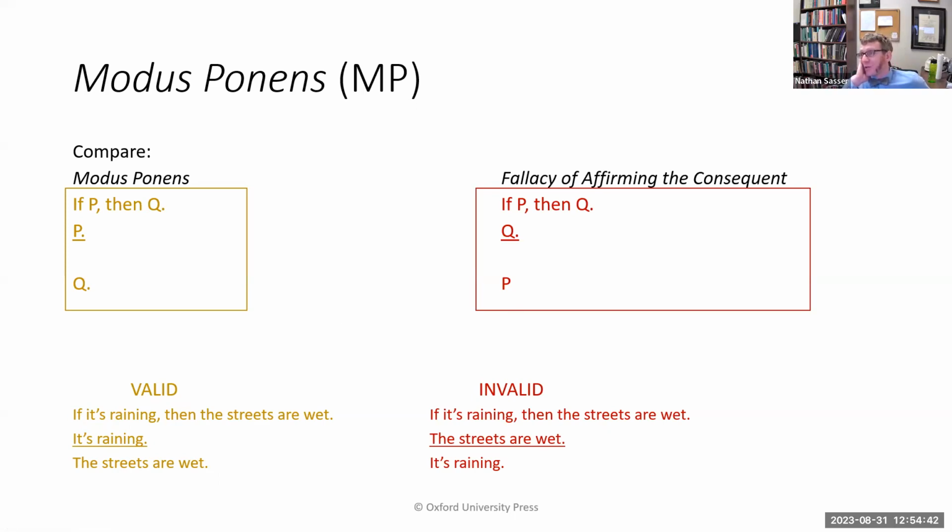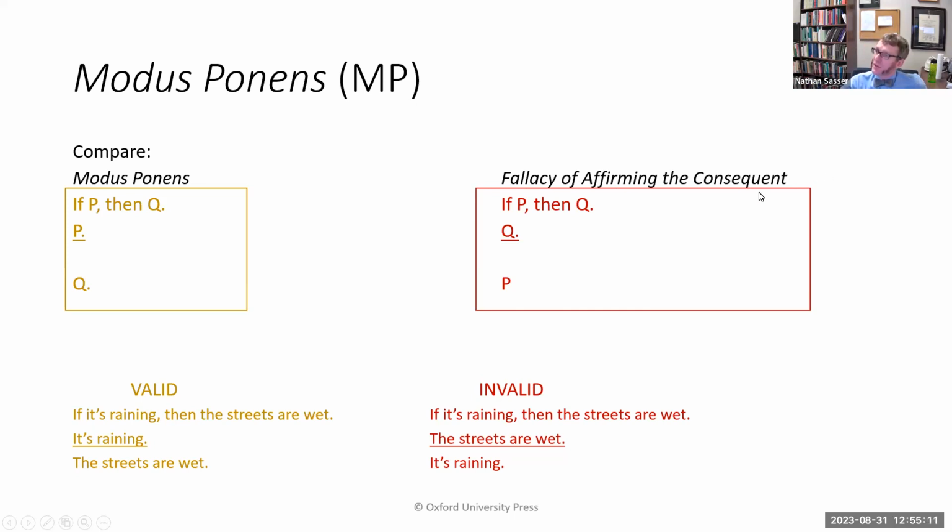Now, it's easy to get modus ponens confused with an invalid argument form, which is a fallacy. The fallacy of affirming the consequent. Why do they call it affirming the consequent? Well, when you have a conditional statement, an if-then statement, the if statement, in this case P, is called the antecedent because it comes first. The Q, with the then statement, is called the consequent.